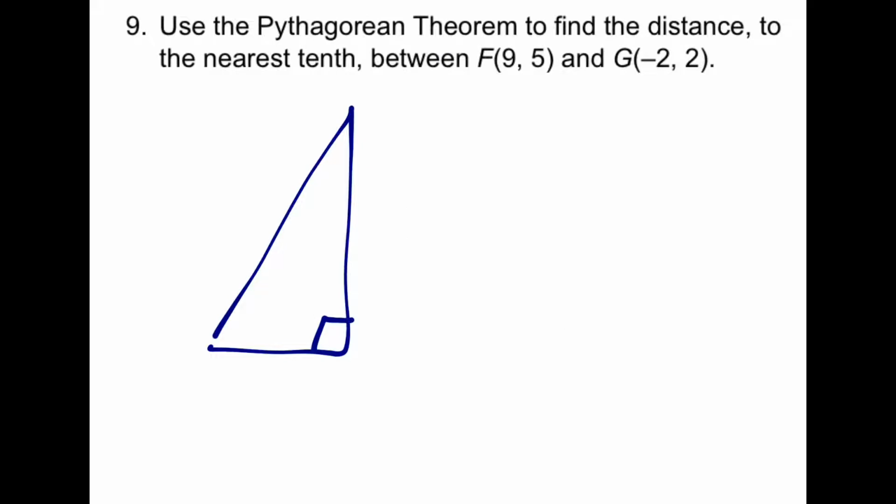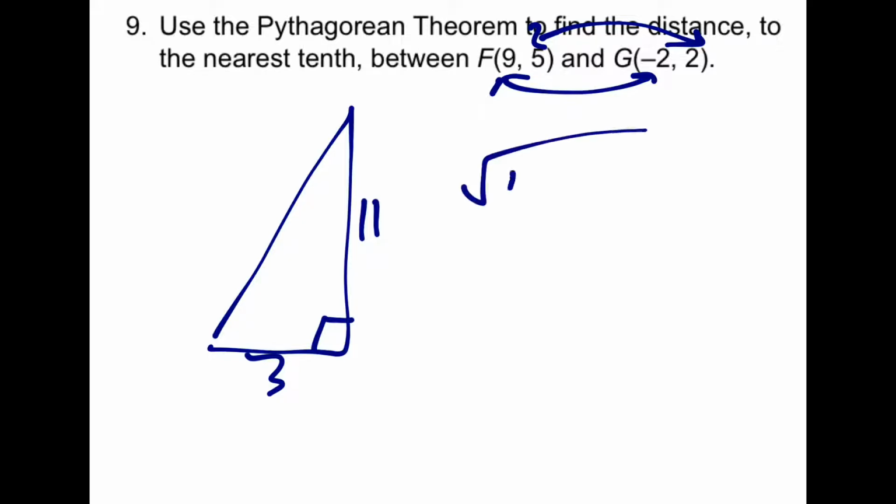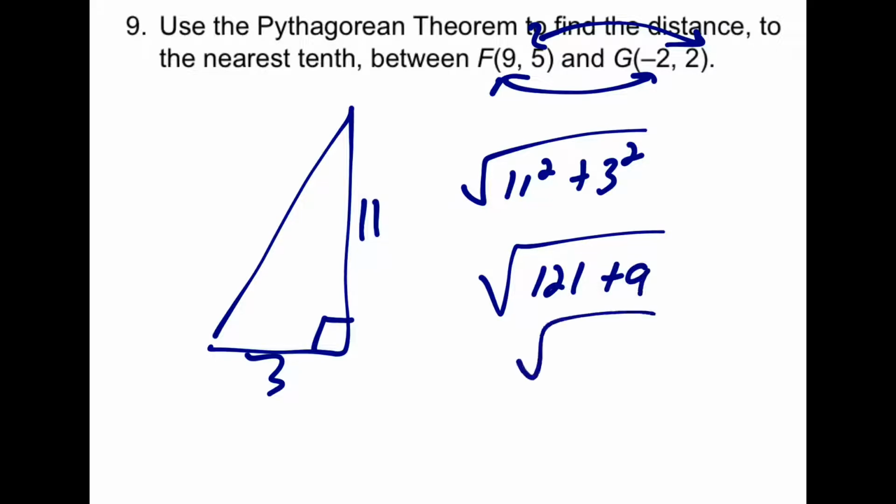To use the Pythagorean Theorem for number 9, we can draw a triangle here and look at the difference between these two x coordinates, and see to get from one to the other you'll have to travel 11. And then we can look at the distance between the y coordinates, and we see that there's a distance of 3. So I guess this triangle should be flipped, but it doesn't really matter, because we take the square root of 11 squared plus 3 squared, or the square root of 121 plus 9, the square root of 130.